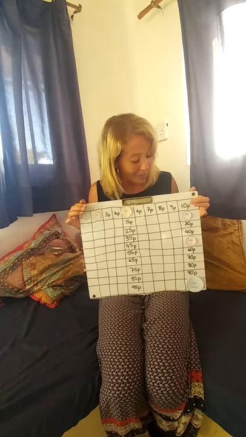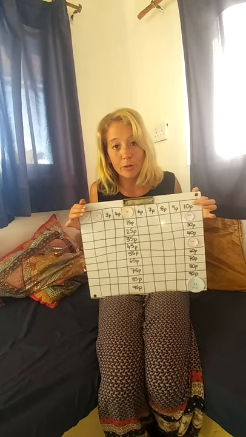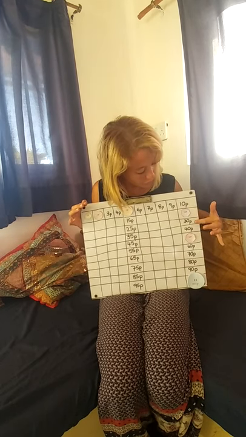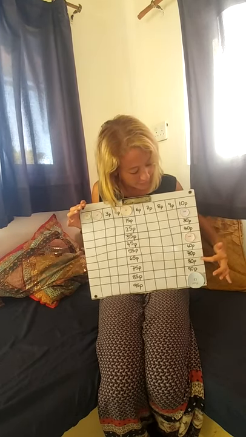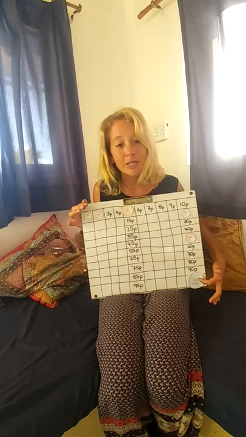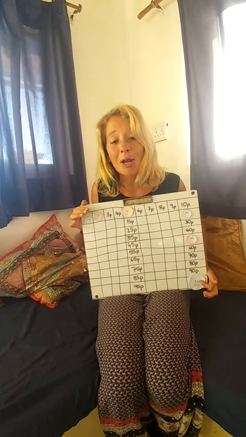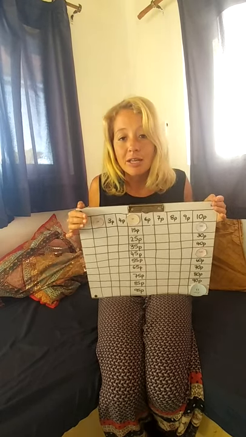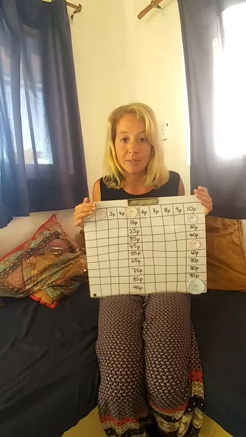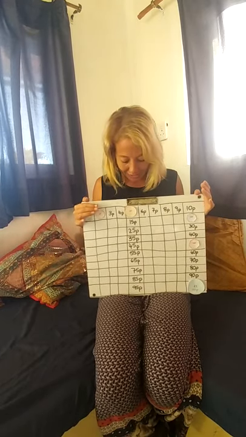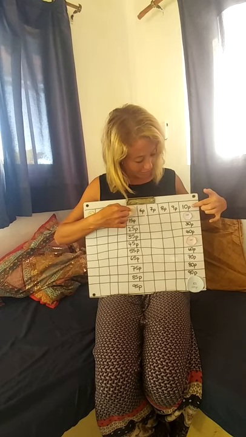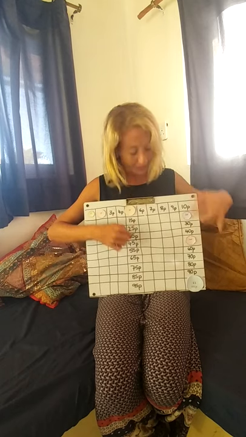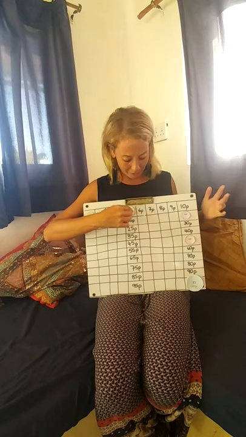All right? And then from there, your 10 timetable, counting in tens up and down, goes down here. 10, 20, 30, 40, 50, 60, 70, 80, 90, 100. But in money, that is £1. If you want to see your fives, then you follow your fives column and you jump in steps of five. And it's easy to see here because you go 5, 10, 15, 20, 25, 30, 35, 40.